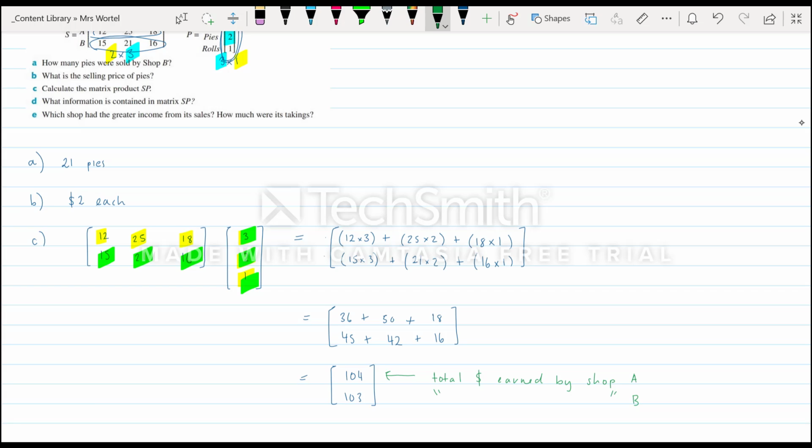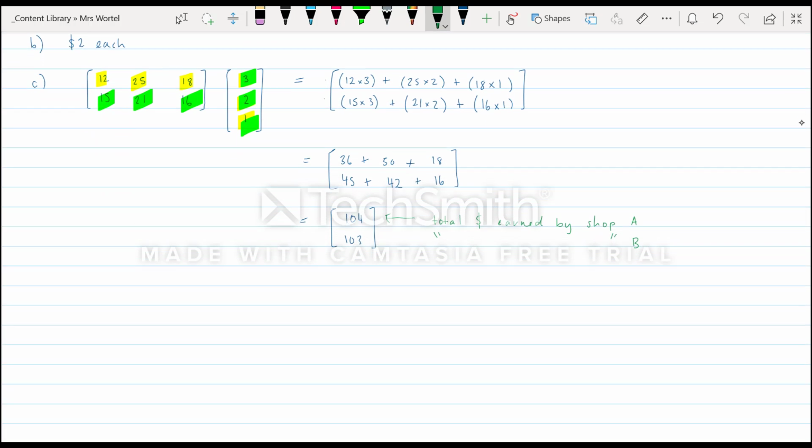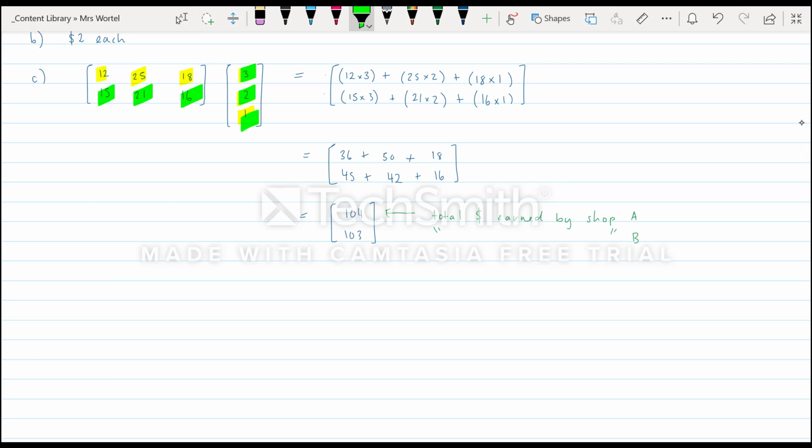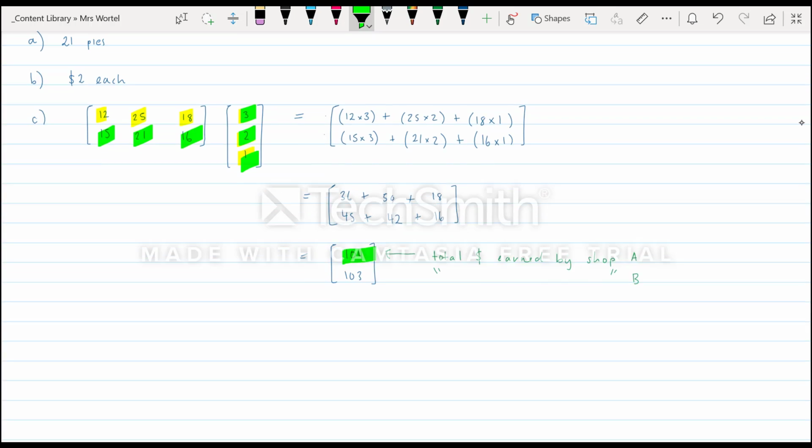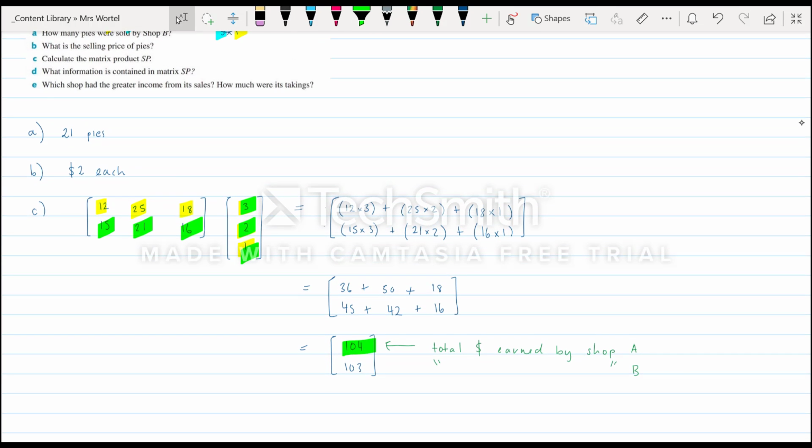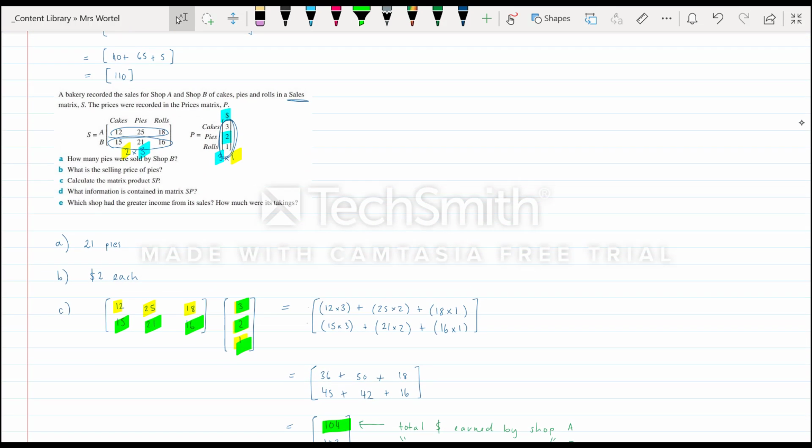Which shop had the greater income from its sales and how much were its takings? So if we have a look at our matrix, we can see that shop A made $1 more than shop B. So that's how we can use matrices to solve a more real life related question.